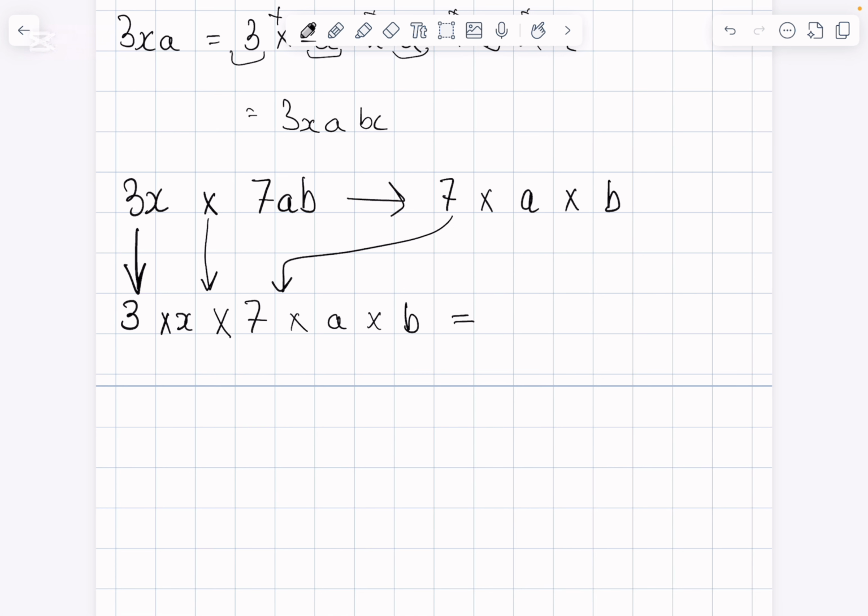Now just multiply 3 and 7, which gives us 21, and then just write xab. Remember, the coefficient, the number, should always come first. However, if you were to write xab21, it wouldn't make a difference. It would mean the exact same thing, but it's just neater and more representable if you write the number first.